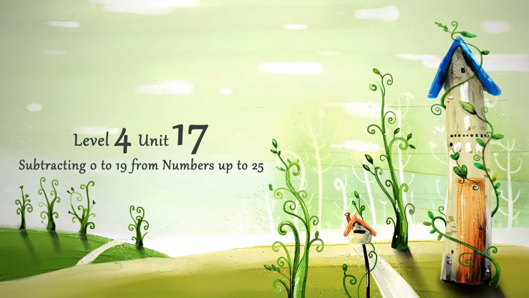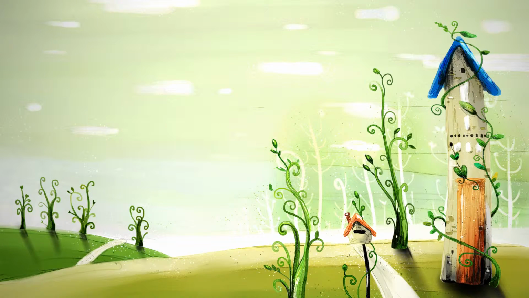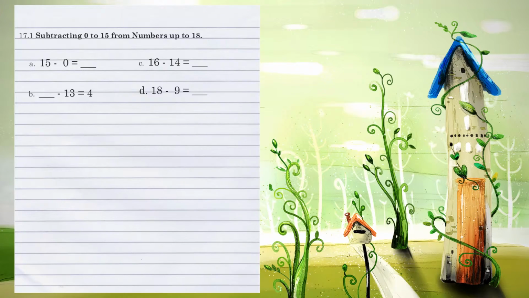Level 4, Unit 17, subtracting 0 to 19 from numbers up to 25. Unit 17.1, we're subtracting 0 to 15 from numbers up to 18. Let's look at example A. We have 15 minus 0. If we take nothing away, we end off with the same number we started with, which is 15.